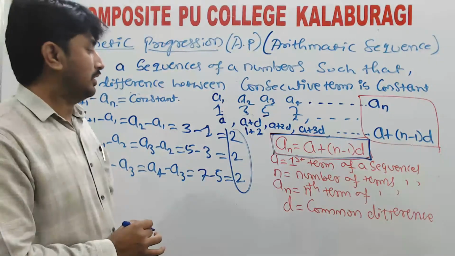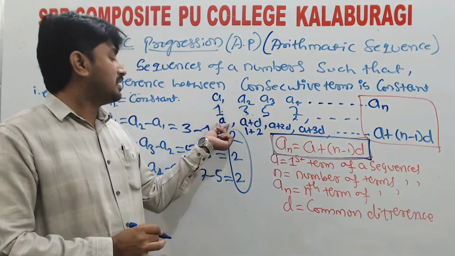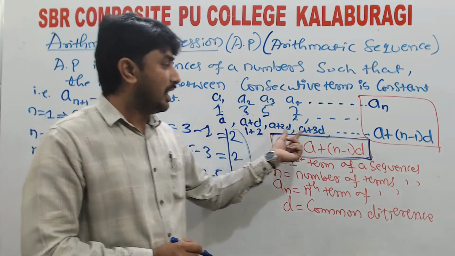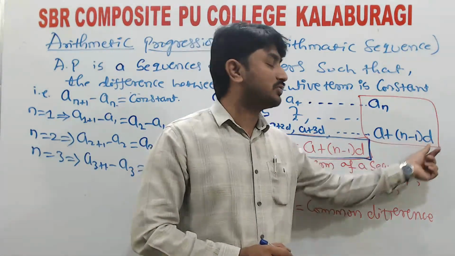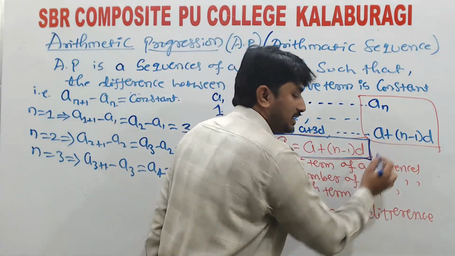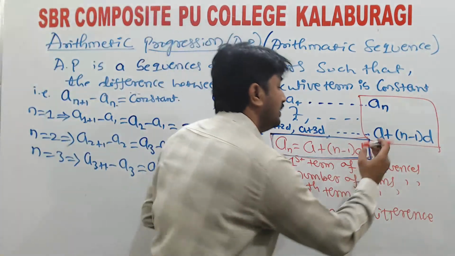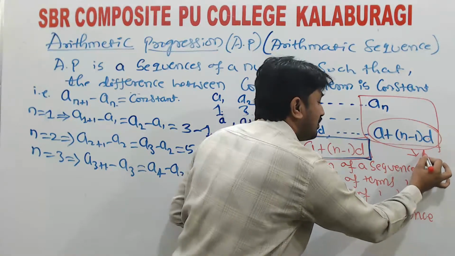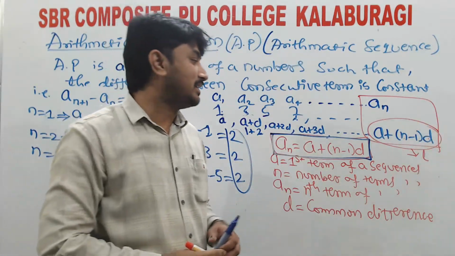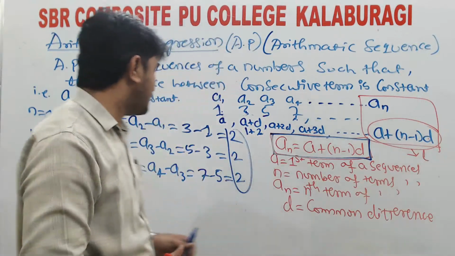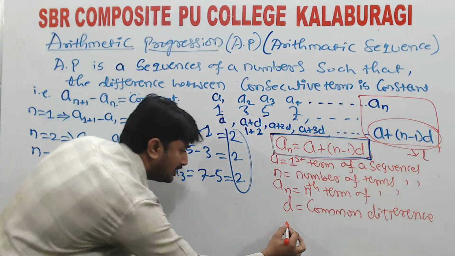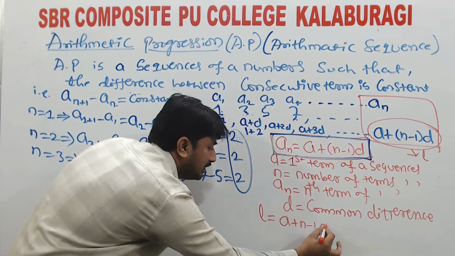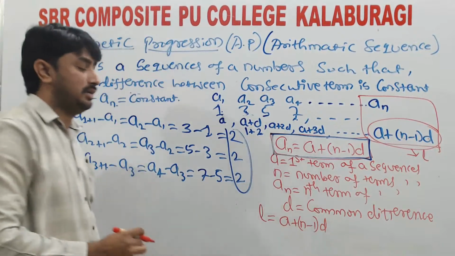Here the first term is called a, the second term is a plus d, the third term is a plus 2d, and so on. The last term is a plus n minus 1 into d. Or in place of this we can also take the last term as small l. So small l is equal to a plus n minus 1 into d. Both are the same.